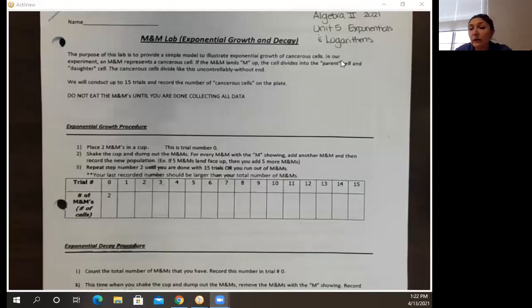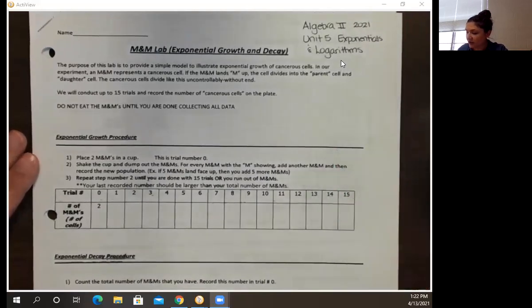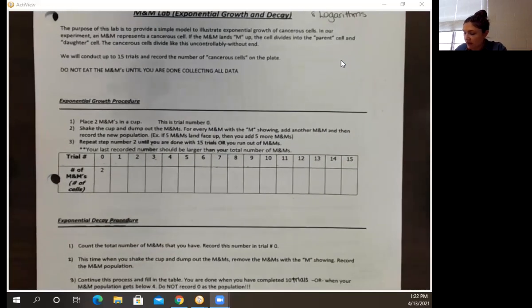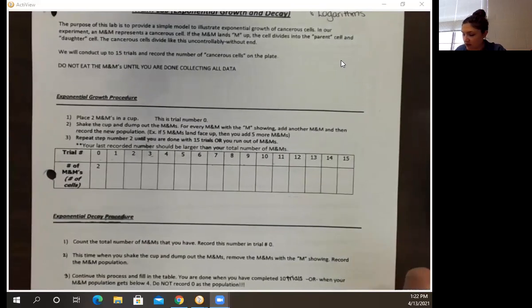Hi guys, today we're going to start our next unit about exponential and logarithmic functions, and we're going to start with a little experiment. This is the front page of your new unit notes packet, and we're going to start with some data collection for our experiment. We're going to start with an experiment on exponential growth, what we'll come to know as exponential growth.